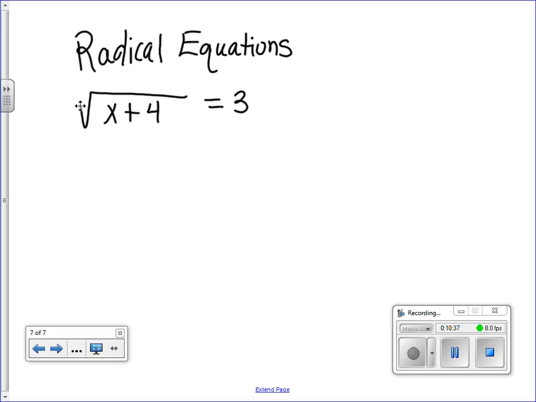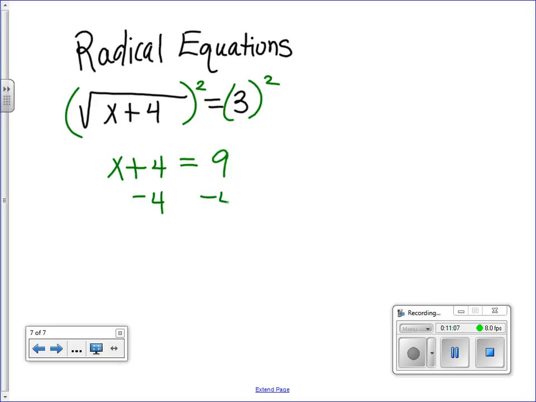These can get a little ugly. We're not going to do the absolutely hideous ones yet. This one's pretty simple. I'm taking the square root. So you square each side. X plus 4 equals 9. And then what do I do? You subtract 4. X equals 5.